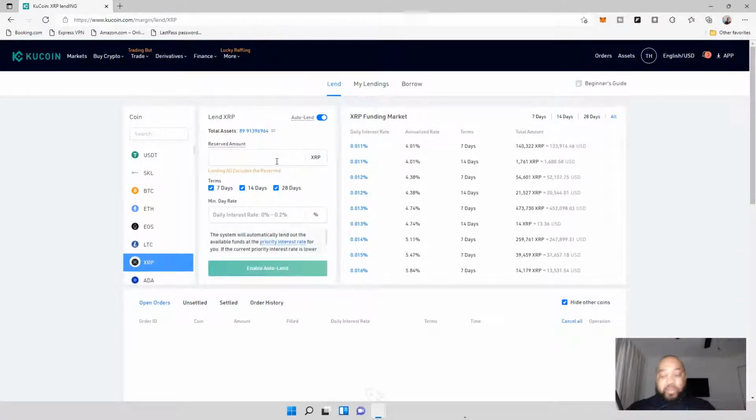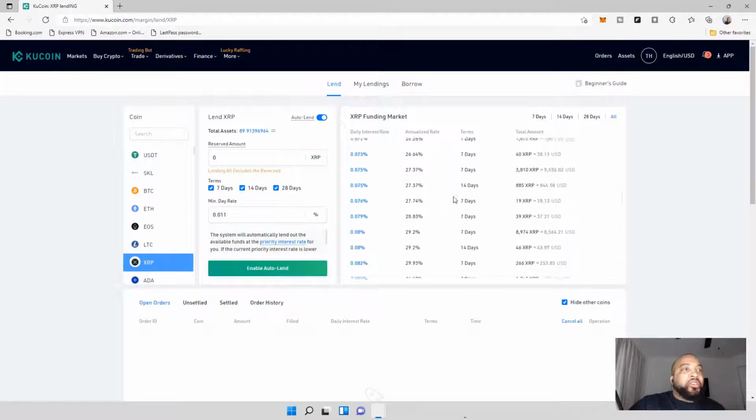Okay, I'm going to set my reserve amount to 0 because the reserve amount is, hey, I want to reserve, let's say, 20 XRP back to trade or anything. I'm not worried about that. So I'm going to put the reserve amount to 0. Okay. And I'm going to set the minimum daily rate to what that optimum rate was, 0.011. I could go higher, could go lower.